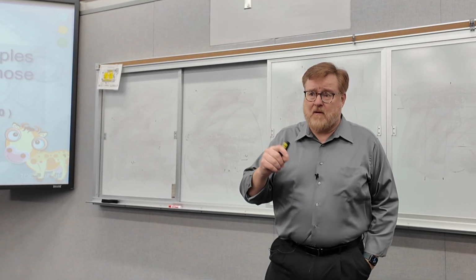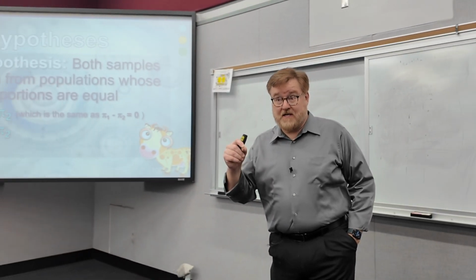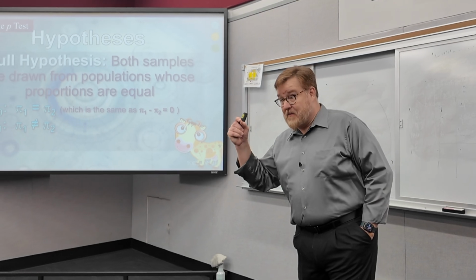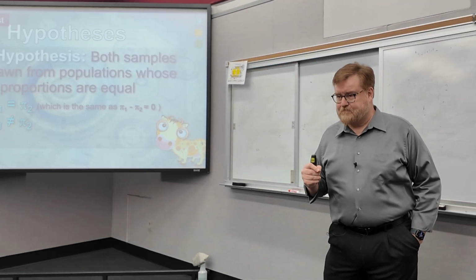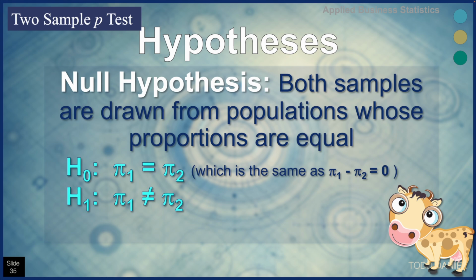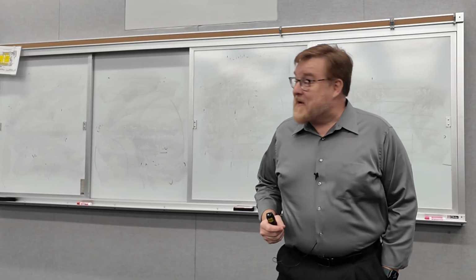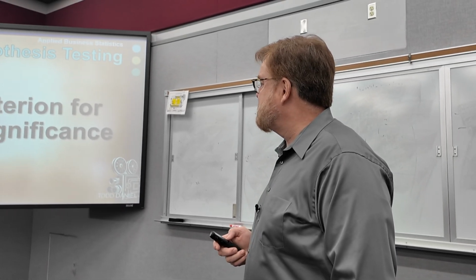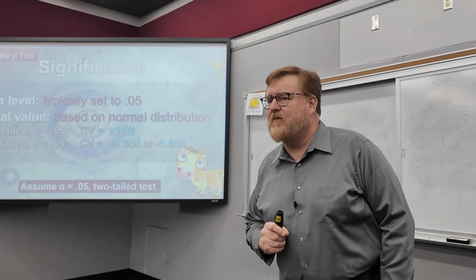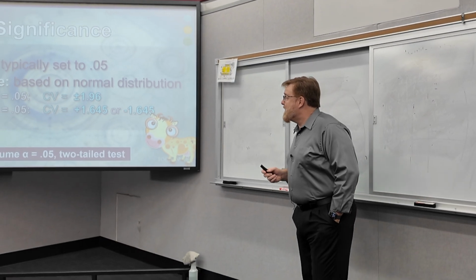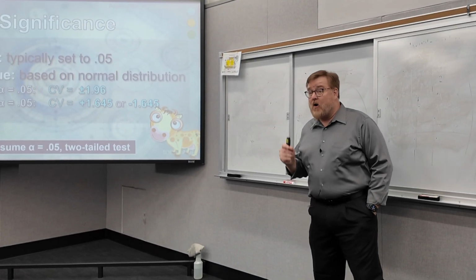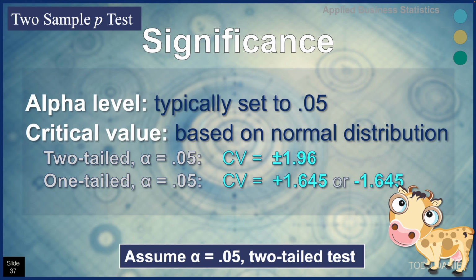This sample is drawn from a population whose proportion is the same as the population from which the second sample is drawn. That means our alternative hypothesis will be population proportion 1 does not equal population proportion 2. For step 3, we're going to calculate the criterion for statistical significance. We're going to keep our alpha level at 0.05. And that means our critical value, as it is for all normal distribution tests, is going to be 1.96 for that alpha 0.05 two-tailed test.